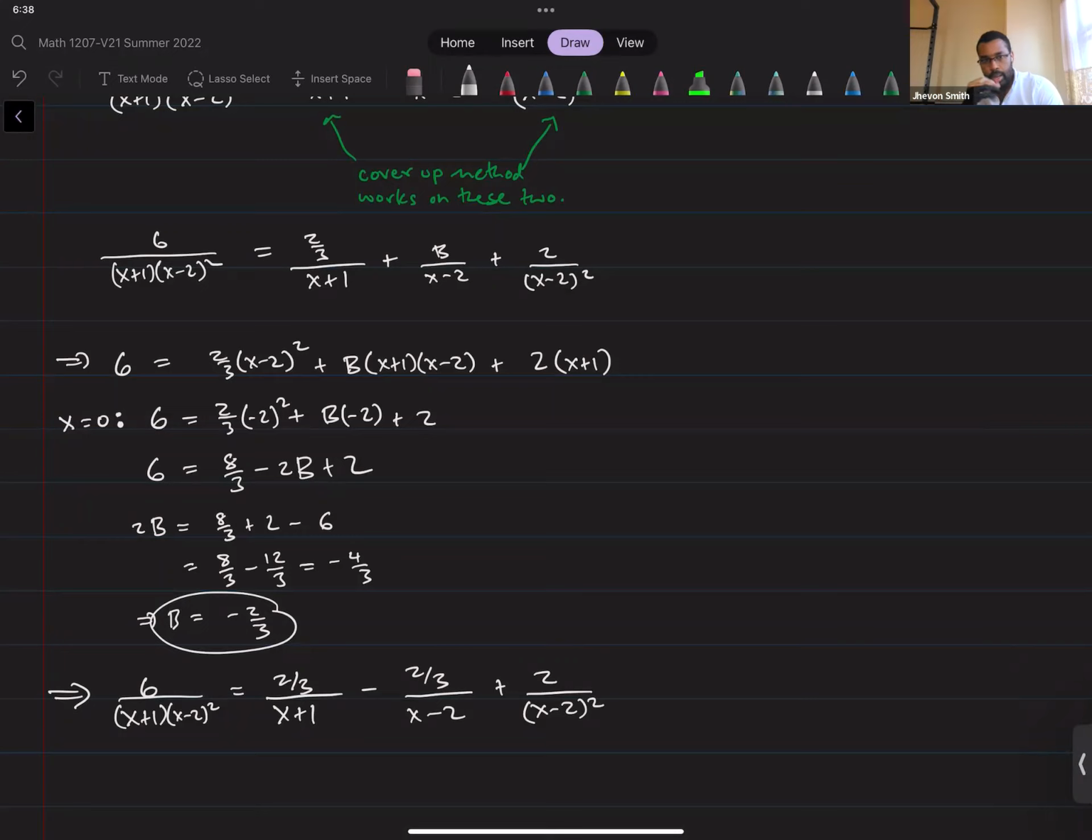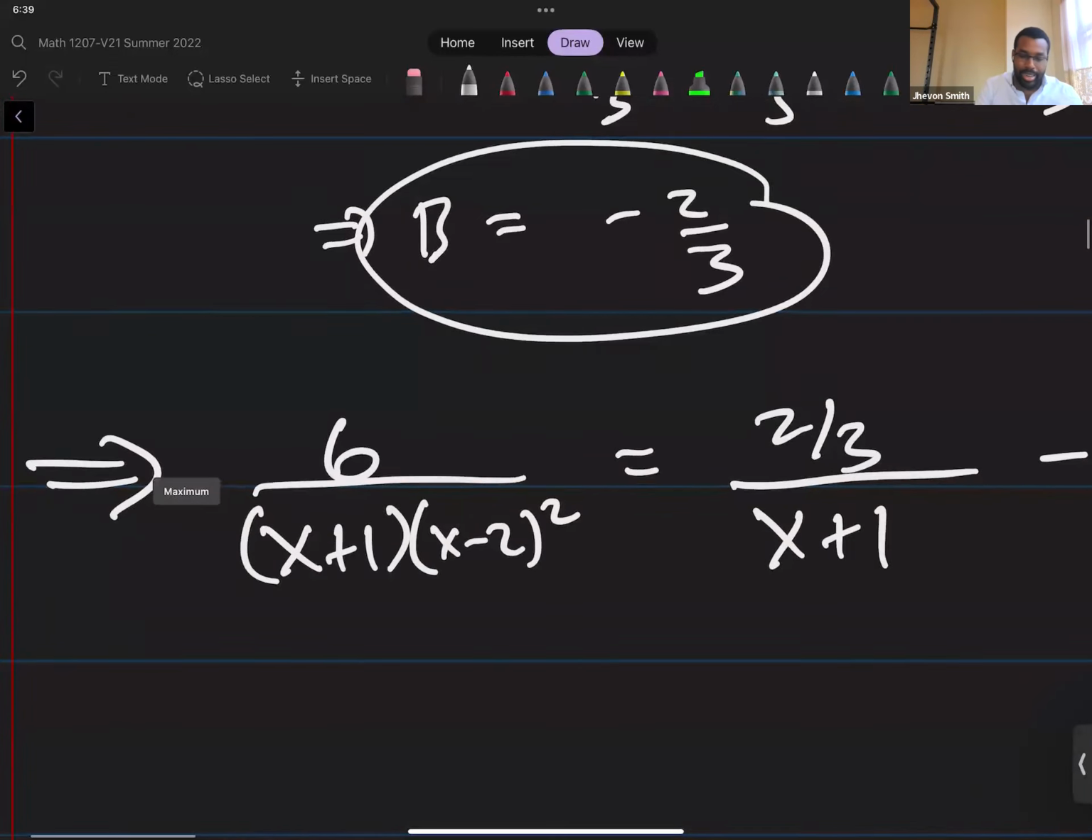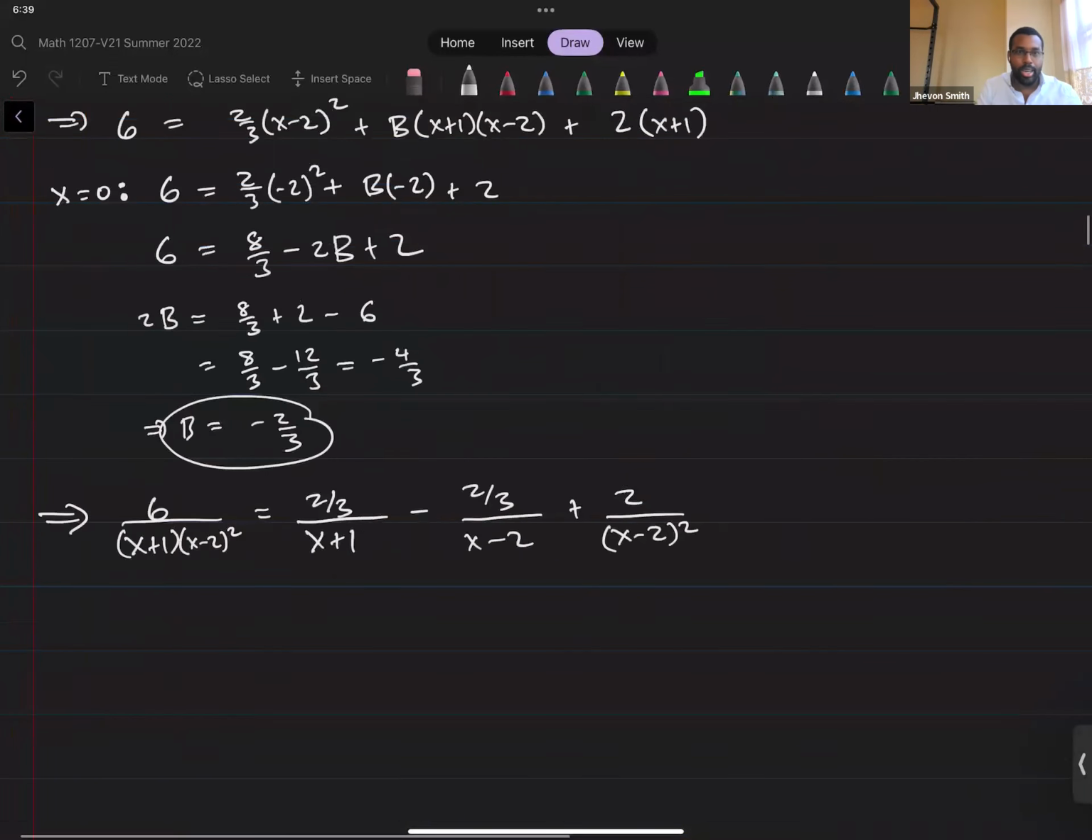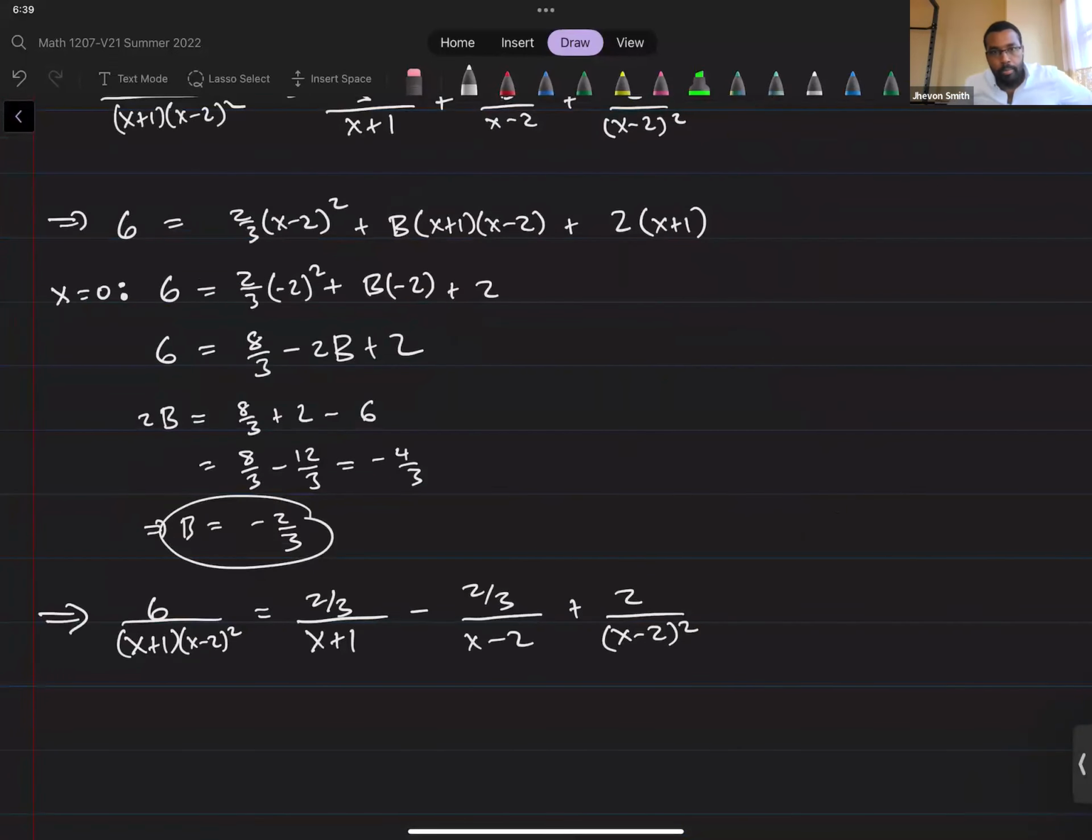It's going to be, 2/3 ln absolute value x plus 1 minus 2/3 ln absolute value x minus 2 minus 2 times x minus 2 to the minus 1 power plus c. That's going to be the answer. Like you can read it off on the right side. You can't really do that on the left side. Like if all I knew was this left side, like I'm not going to integrate that in my head. No way. But the right side isn't so bad, right?